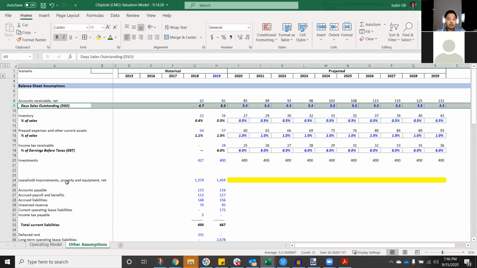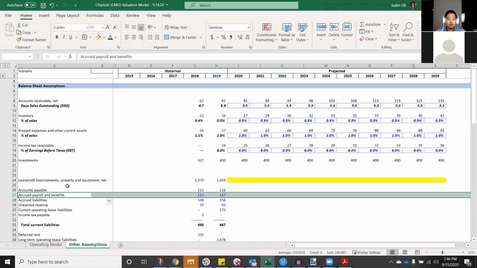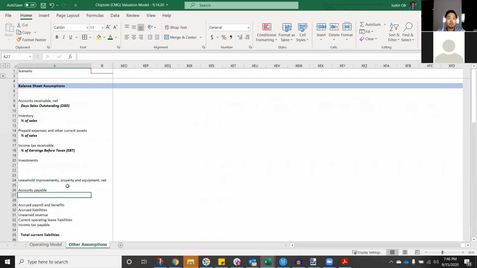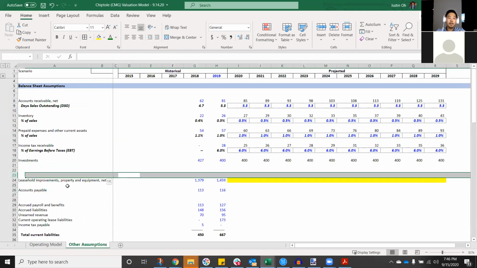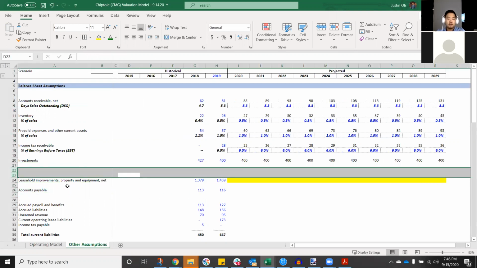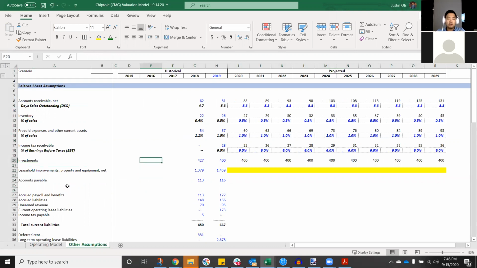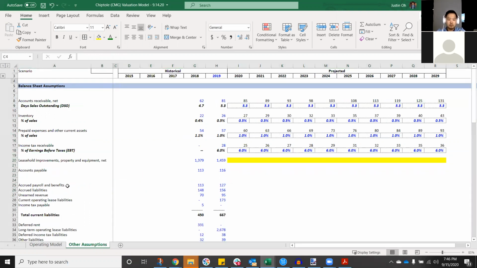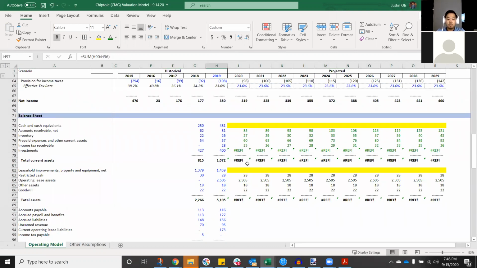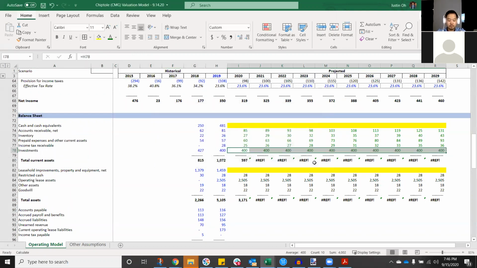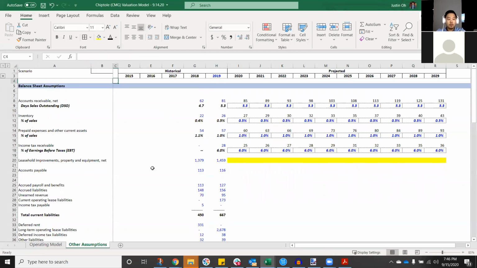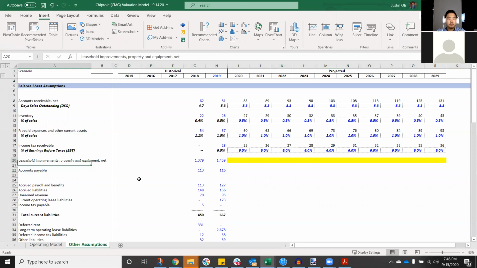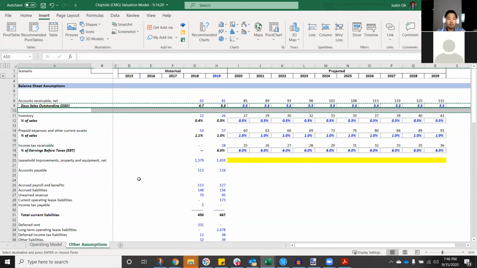Similar to days sales outstanding, days payable outstanding is how long it takes Chipotle to pay their vendors. So if they order a bunch of chicken, how long do they take to pay? Okay, so I'm going to cut this. It refed out because I cut that. I'm going to do this because we're keeping that the same. So days payable outstanding, we're going to copy this.